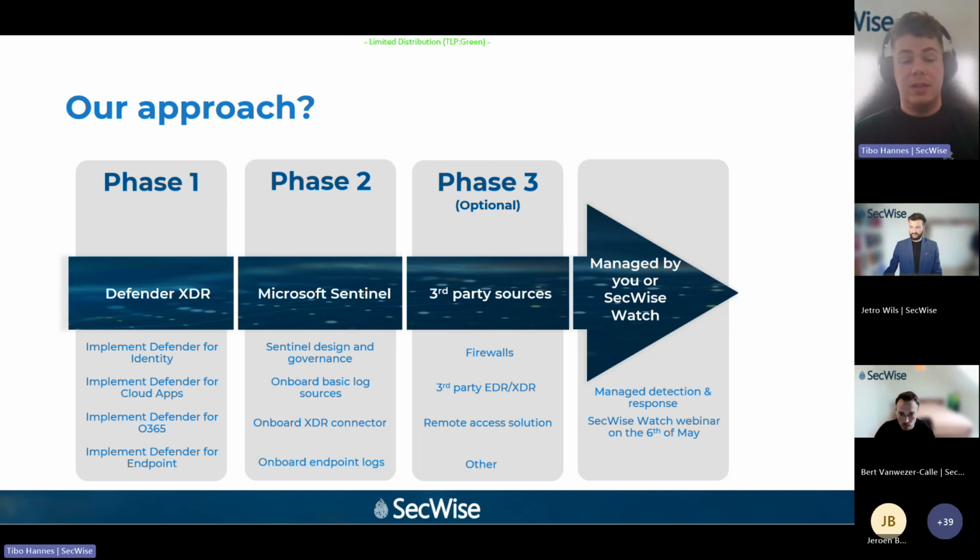And at the end, we will make sure that during these phases, you will have workshop trainings, so you also know the products and know how to work with them. So in that case, at the end of the project, if you then manage it yourself, or you choose, no, we're going to manage it, it's fine like this, then you still know how the product works. But another option is you join the SecWise Watch, which is a SOC as a service and a managed detection and response service. More info about this will be in our next webinar on the 6th of May.